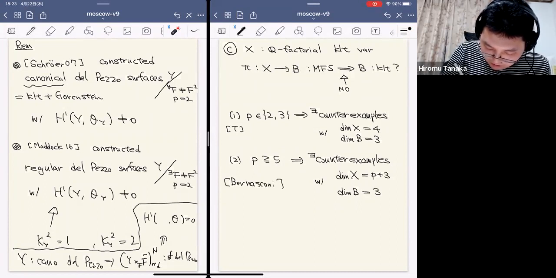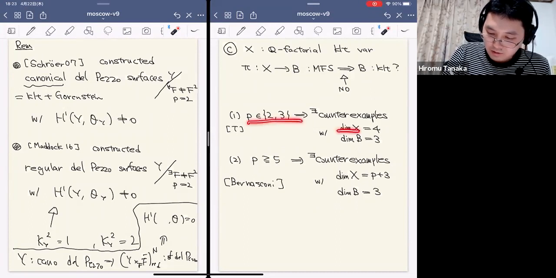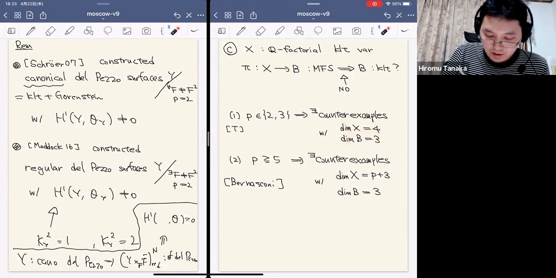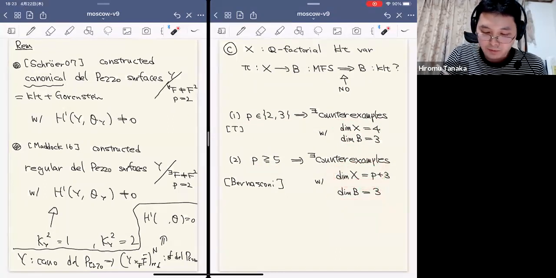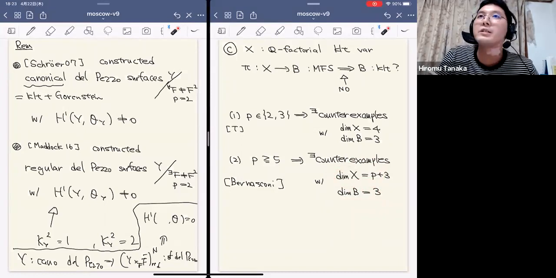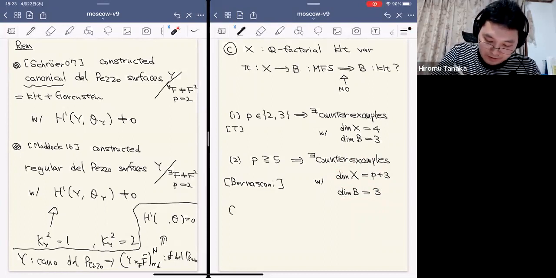For small characteristic, I give a counterexample, where the dimension goes from 4-dimensional to 3-dimensional. For characteristic at least 5, the base is 3-dimensional and the total space is P^3 plus something, which is constructed by Bernasconi. And the construction is totally different.